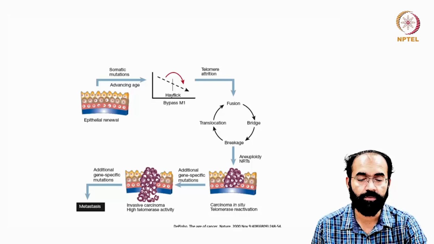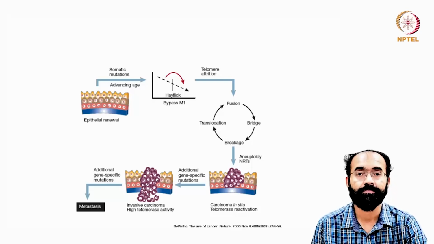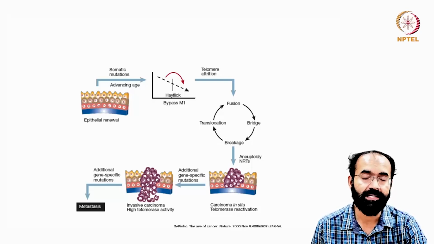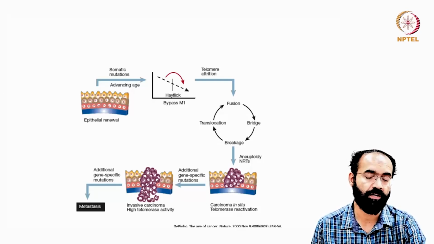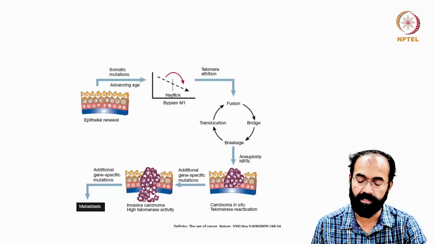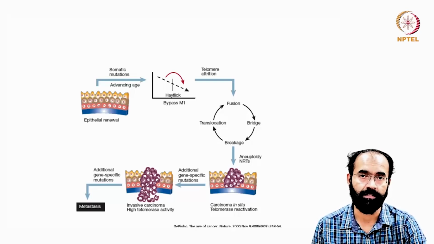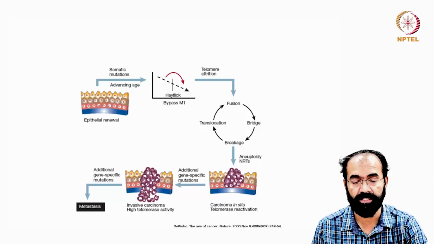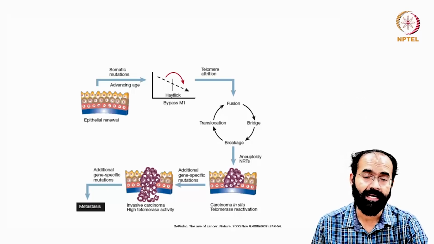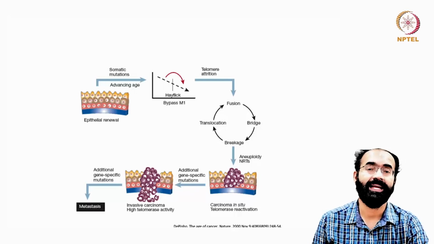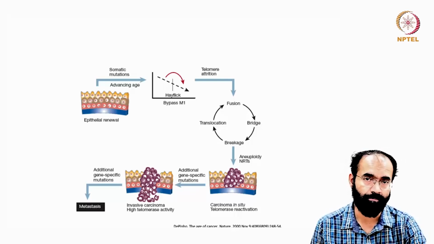So it can lead to chromosomal fusion, or chromosomal bridge formation, or breakage of the chromosome, or translocation of this broken piece. It goes in a circular motion, it will continue. And this often results in aneuploidy. What is aneuploidy? A change in the chromosome number.